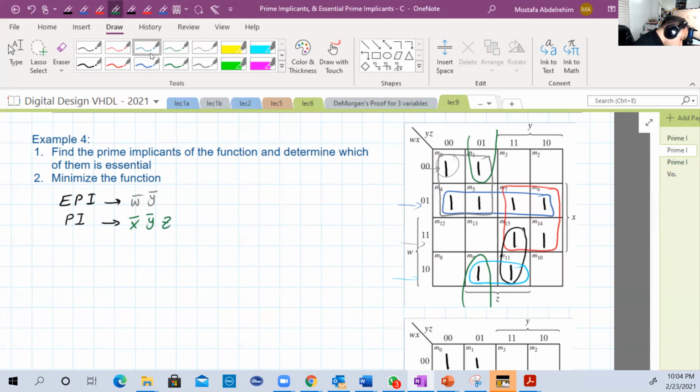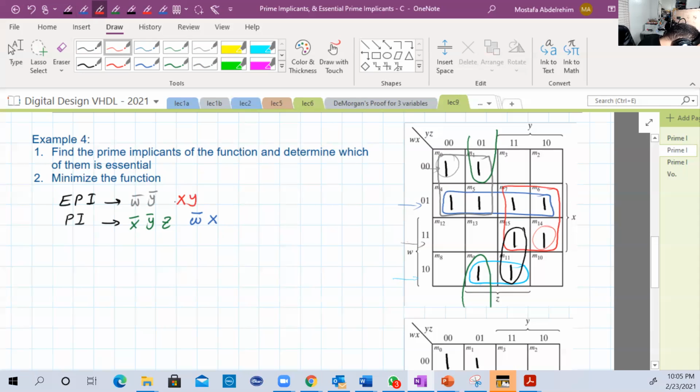Good. The blue is basically not essential because all the ones are contained within other groups or other prime implicants. So the blue is W bar X. Very good. Now the red is essential because this one is not contained in any other group. The red is X, XY basically.